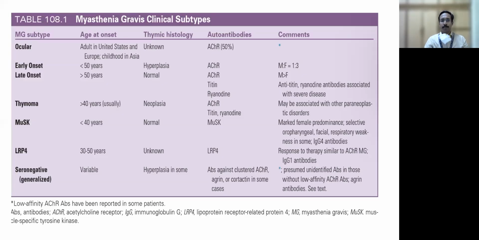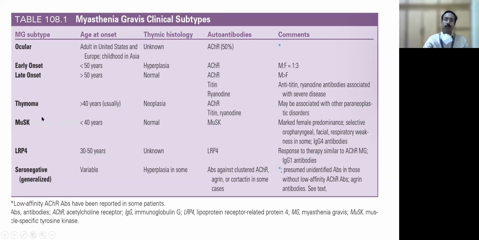Among the various subtypes, we generally divide them into ocular myasthenia or generalized myasthenia, and early onset ones and late onset ones. We also note whether they have associated thymoma or no thymoma. All these things make a difference in clinical management. The ocular, thymoma, and generalized forms are generally associated with acetylcholine receptor antibody myasthenia gravis.